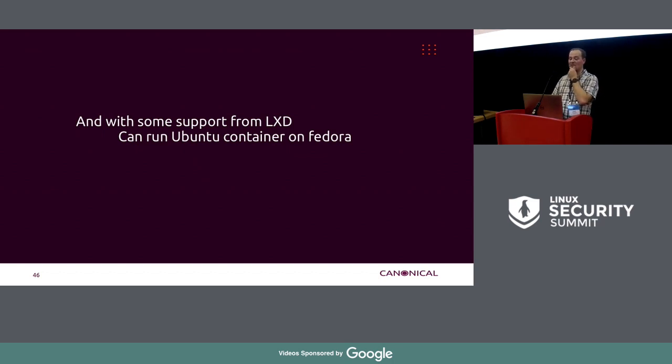So with a little support from LXD, we can actually run an Ubuntu container on Fedora. The little support being that LXD, like I said, has to be aware of AppArmor. It has to be able to set up the policy namespace. It's got to be able to set up the mappings that we already talked about.